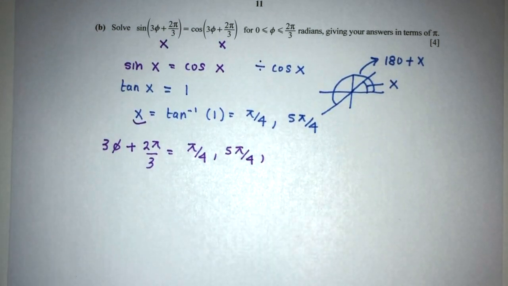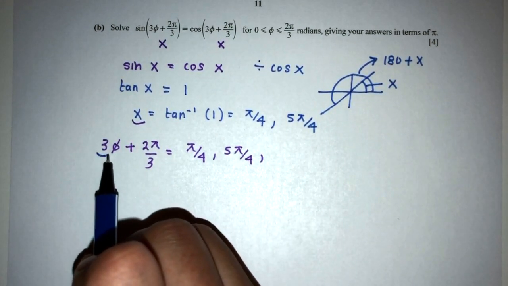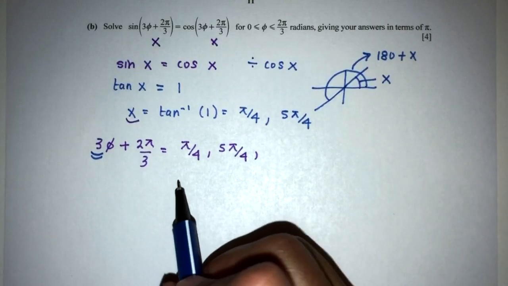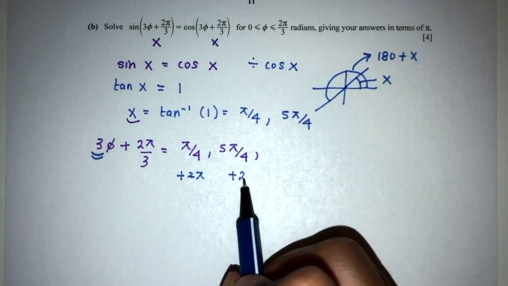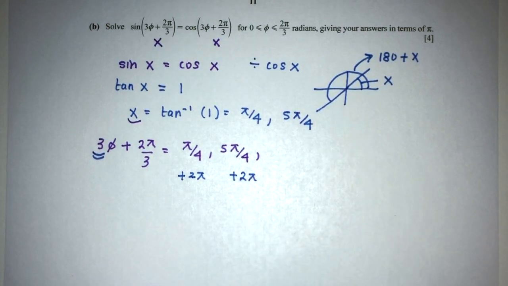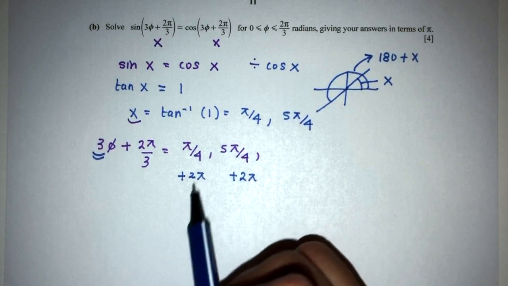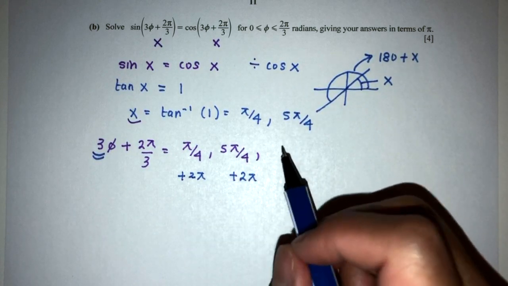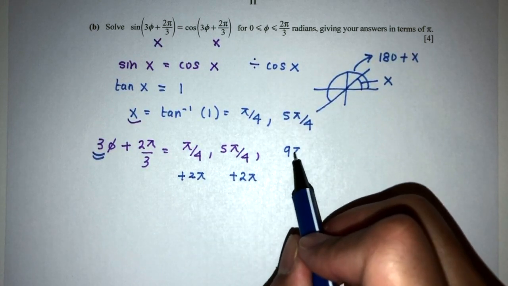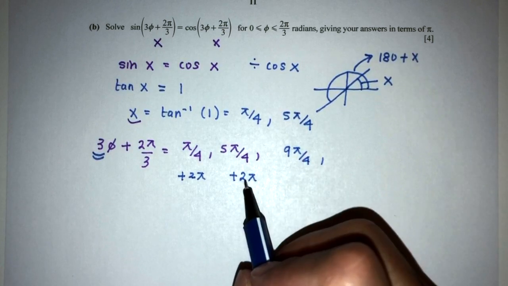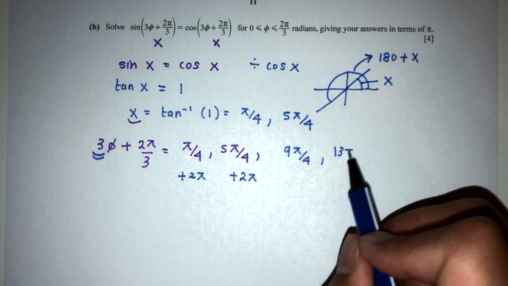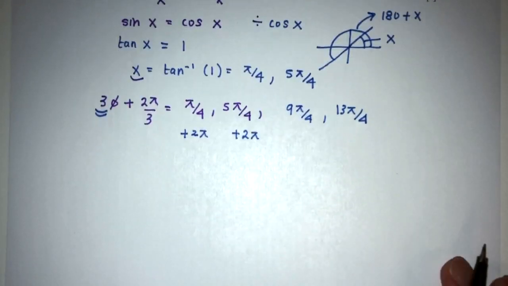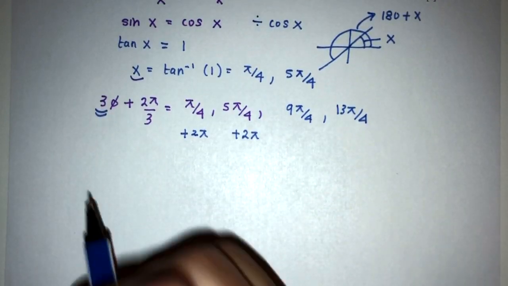Now, given that here we have 3, as you can see, we try to add a few more values. So add 2 pi and add 2 pi, so we are sure that we're not missing any values in our answers. So let's do that. Pi over 4 plus 2 pi, that should give you what? 9 pi over 4, right? And this will be 5 pi over 4 plus 2 pi, that should be 13 pi over 4. So this is just to ensure that we don't miss any values.